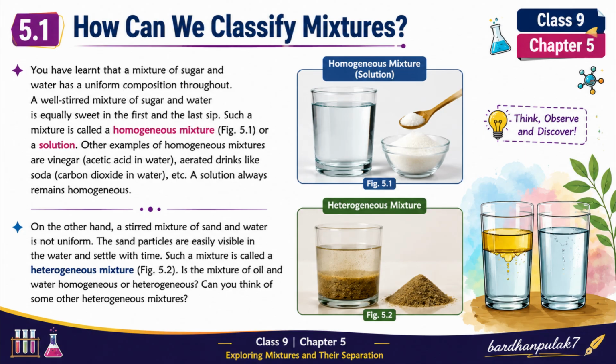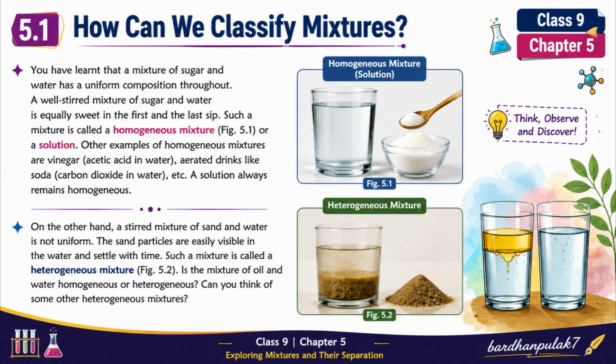So now let's look at another example. Suppose we mix sand with water and stir it. At first, it may seem mixed, but if we observe carefully, we can clearly see the sand particles in the water. And if we leave the mixture undisturbed for some time, the sand particles settle at the bottom of the glass. This means the composition is not the same throughout the mixture. Some parts contain more sand while some other parts contain less sand. Such a mixture is called a heterogeneous mixture.